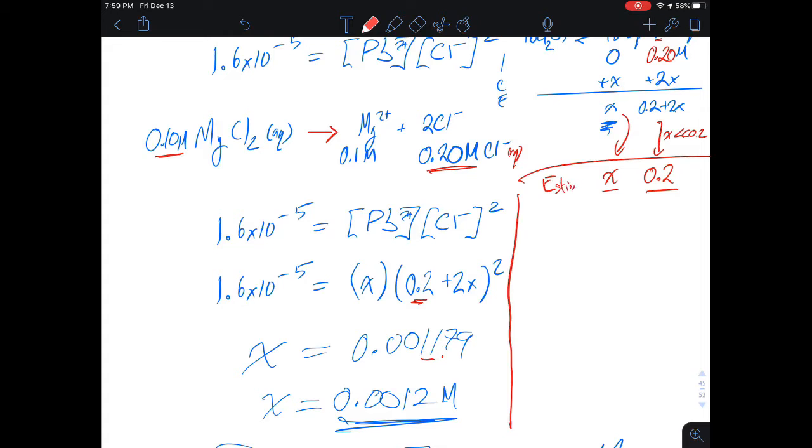So here's your estimate. This one was calculated with an app.